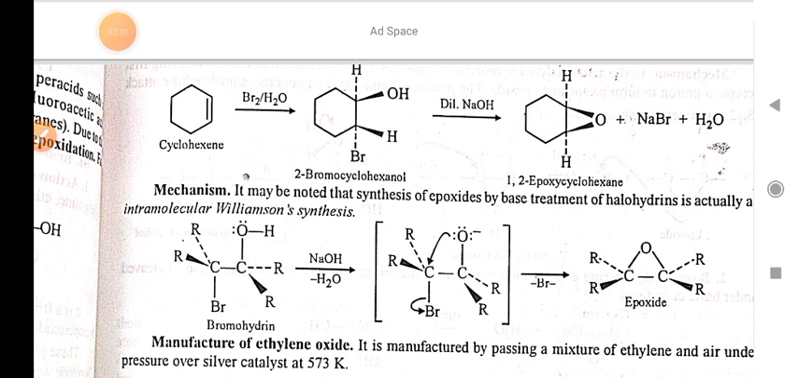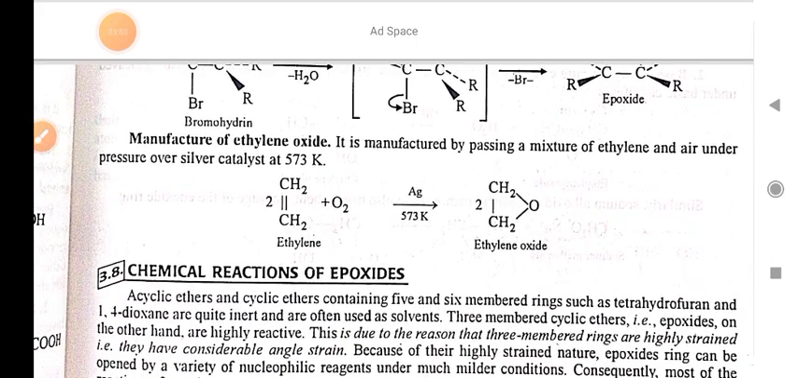Manufacture of ethylene oxide. It is manufactured by passing a mixture of ethylene and air under pressure over a silver catalyst at 573 Kelvin temperature. Ethylene plus oxygen gives ethylene oxide on reaction with silver at 573 Kelvin.